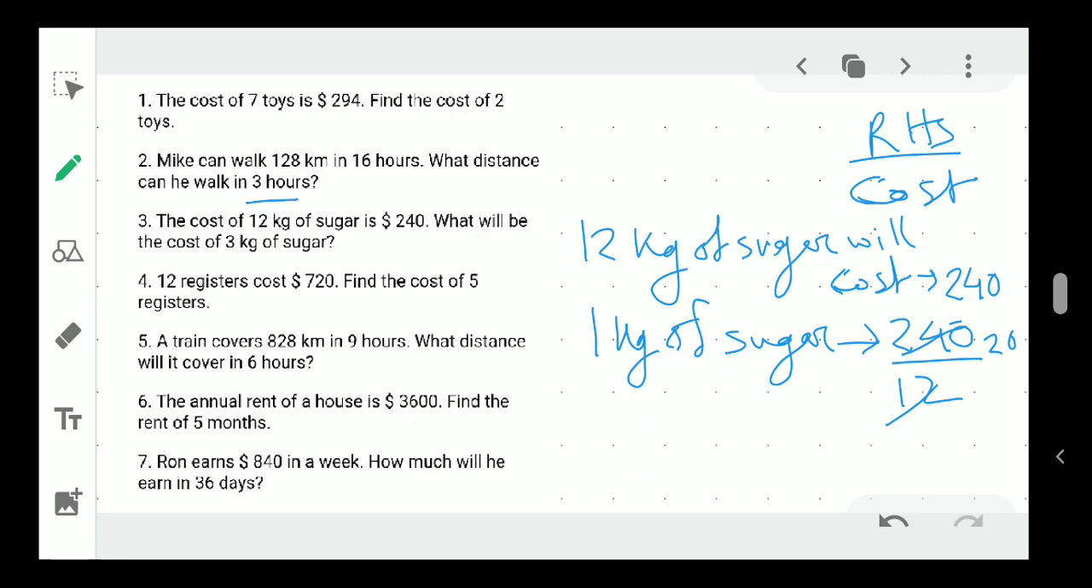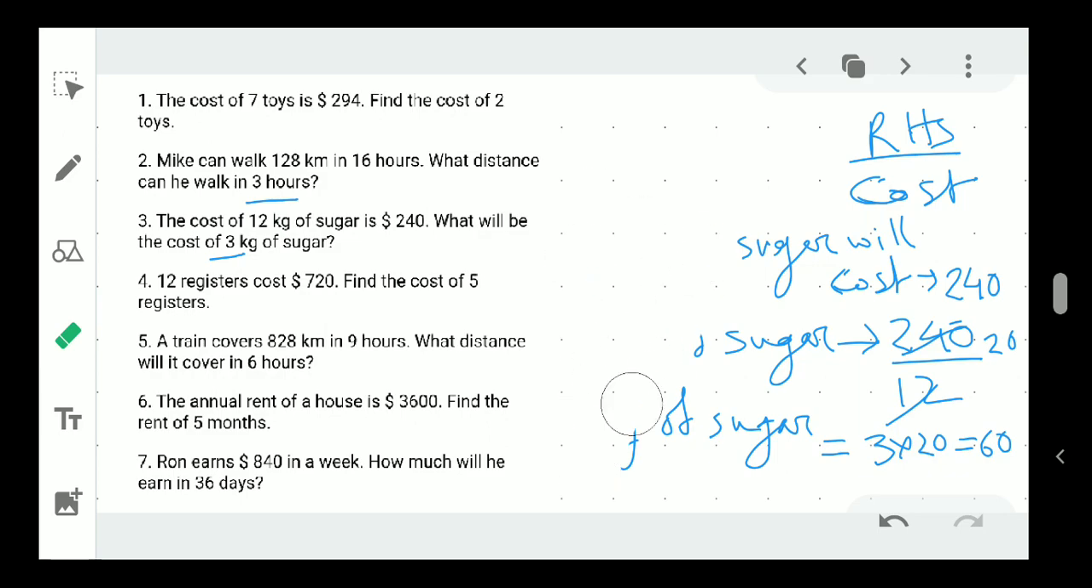So what do I have to find? I have to find 3 kg of sugar. So see, 1 kg of sugar will cost $20. So 3 kg of sugar will cost me how much? 3 into 20, that is 60 rupees. So first you have to divide, then you have to multiply, in case when you have a proportional relation, that means if your kg is increasing, your price is increasing. Okay, Achha. Let us do another one.